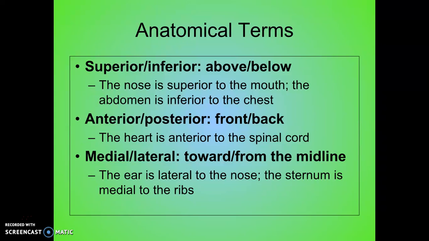Anterior and posterior means front and back. The heart is anterior or more towards the front than the spinal cord. Medial and lateral, I'd like you to go ahead and circle the M in medial and the M in midline. Medial means more towards the midline, so if you're splitting yourself right through the nose. And lateral means more towards the side or outside the midline.